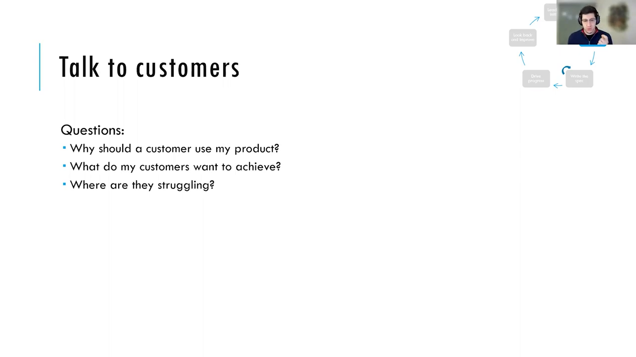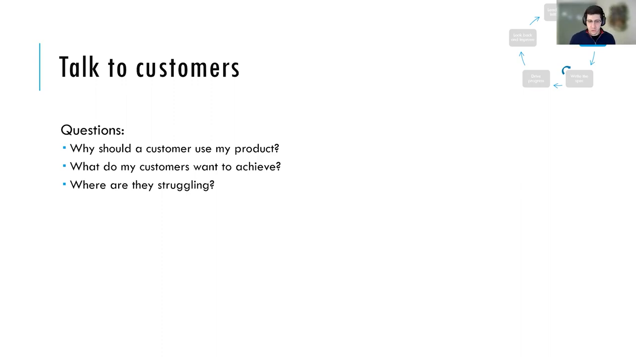Why should a user or customer use my product? And you have to know the answer to this. You're the PM. If you cannot explain this and make it part of the product, then your users won't be able to tell either. You have to make these reasons apparent in the product itself.